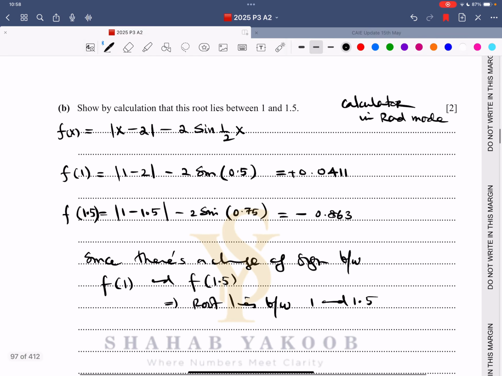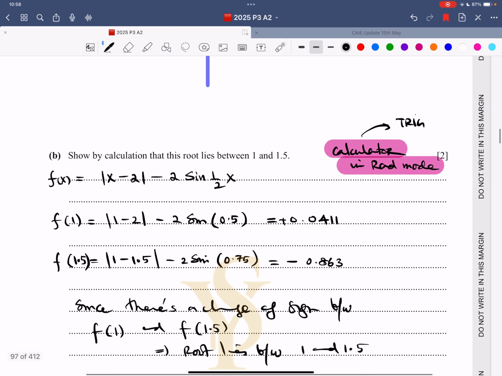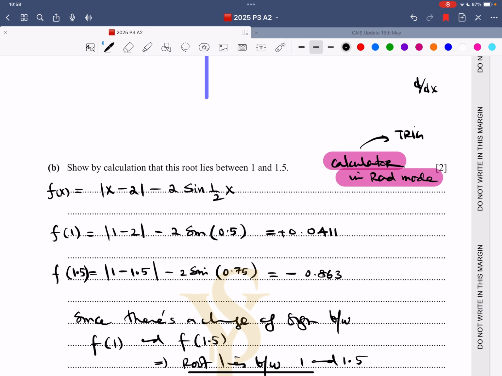Show by calculation that this root lies between such and such. Yes, a very important thing, that is calculator in radian mode. Whenever we are dealing with trigonometry, whether it's about differentiation, integration, numerical solution, or differential equation, use radians. In vectors it's your choice. In complex numbers usually it's radians.